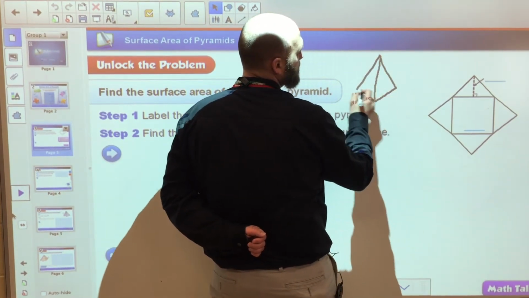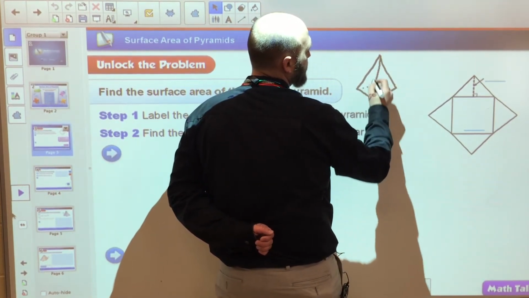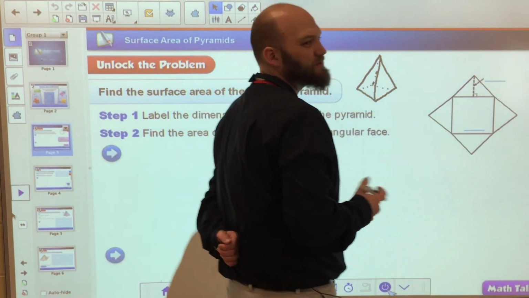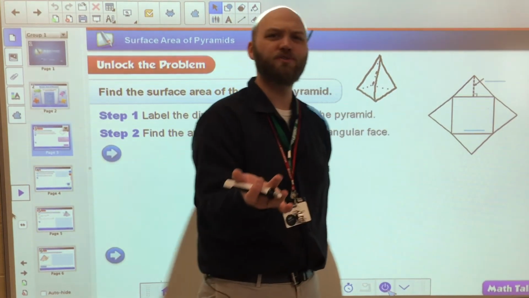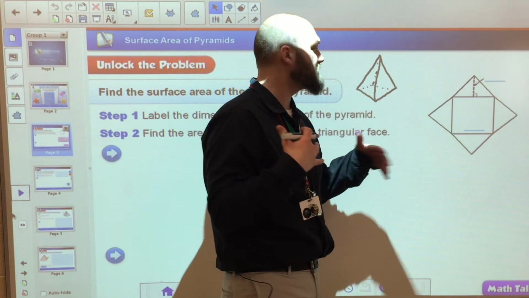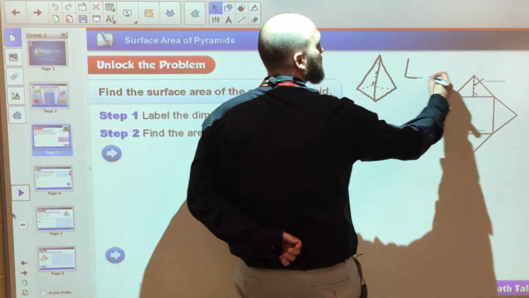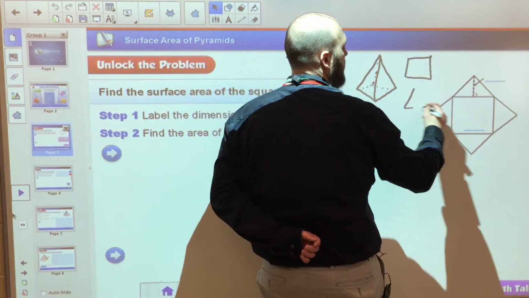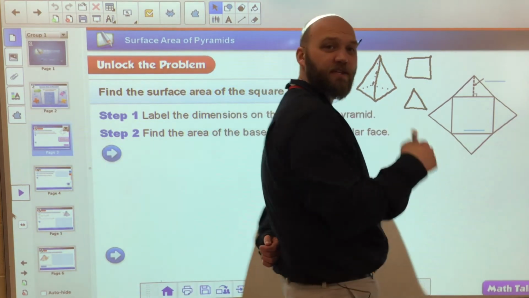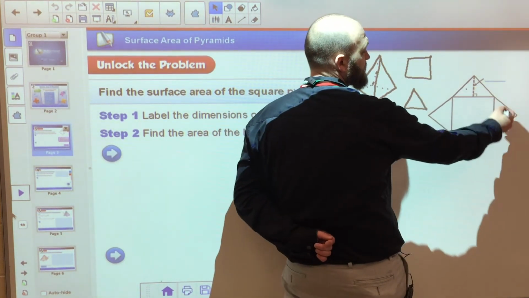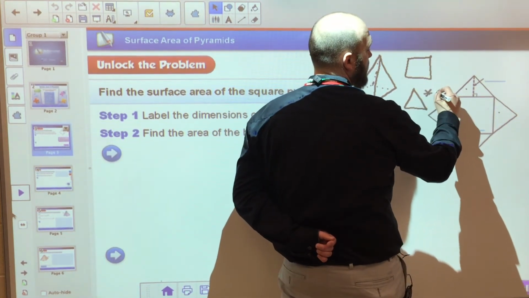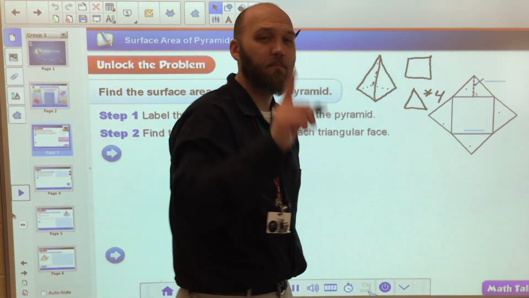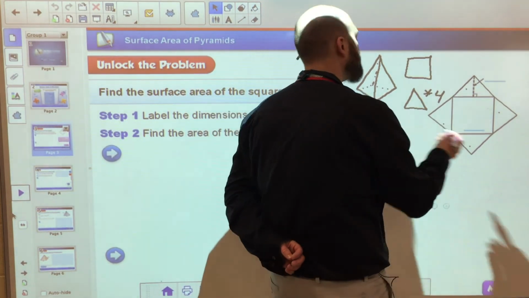And I hear from people, well, Mr. W, I am not good at drawing 3-dimensional shapes. That's okay. There's some in your book, you can trace them, or stop and ask yourself, I have a base, and I have a triangle. And I can solve those. But just remember that this, 1, 2, 3, 4, I have 4 of them. Okay, make that note. Don't forget to do that.